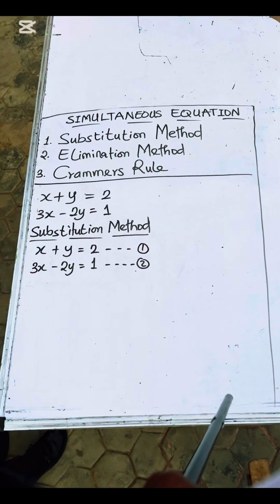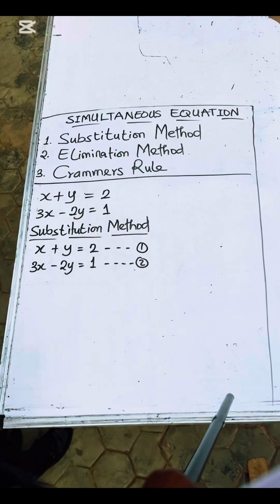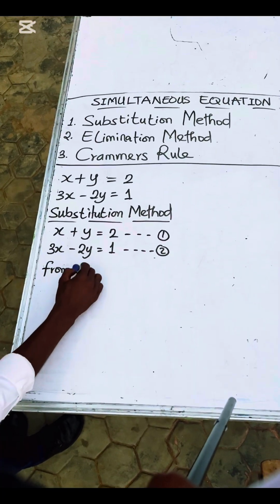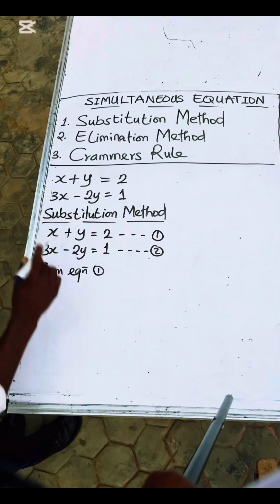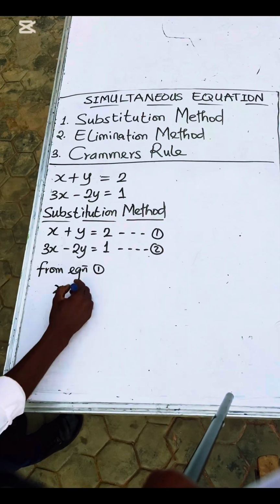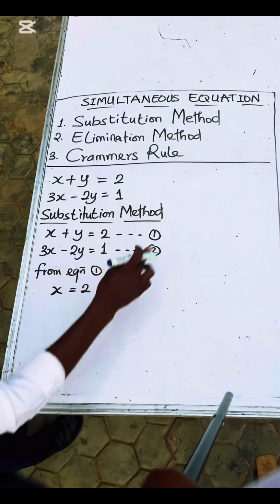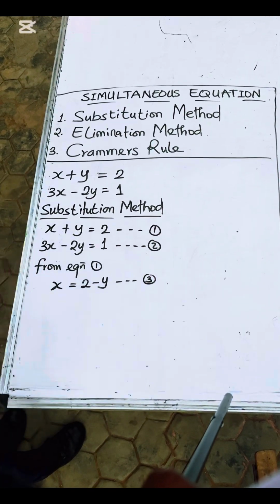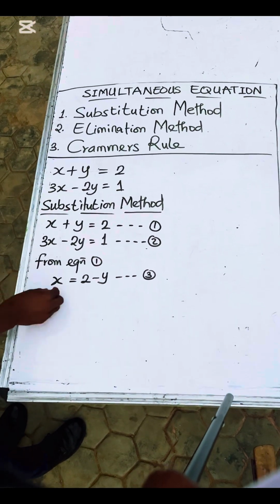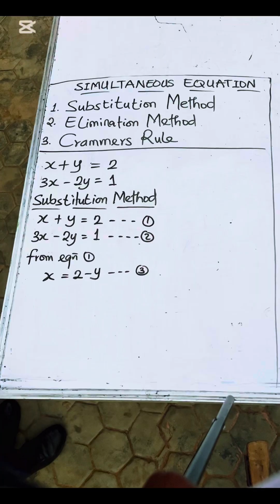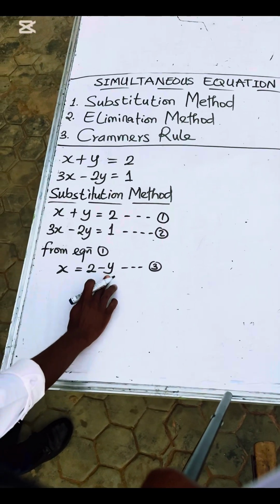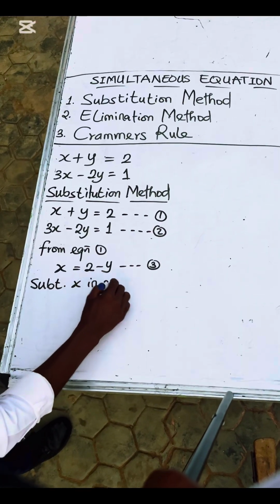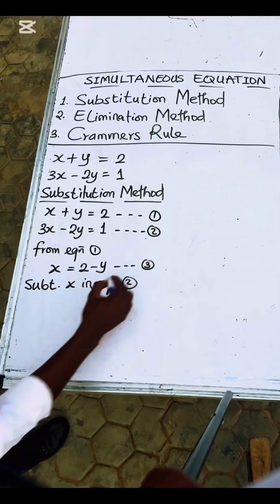Now, in the substitution method, with the word coming from the root word substitute, I will say from equation 1, I will make x the subject of the formula. x is equal to 2, y goes over to become what? Minus y. I'll call this my equation 3. I picked equation 1 because it is easy to make x the subject of the formula. Now, I've gotten x to be equal to 2 minus y. I can substitute x in equation 2.